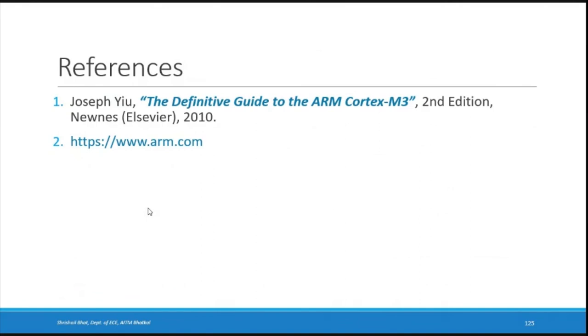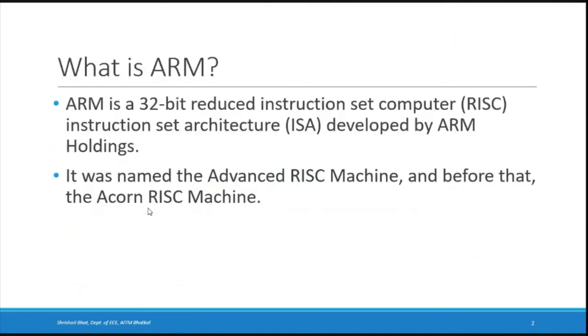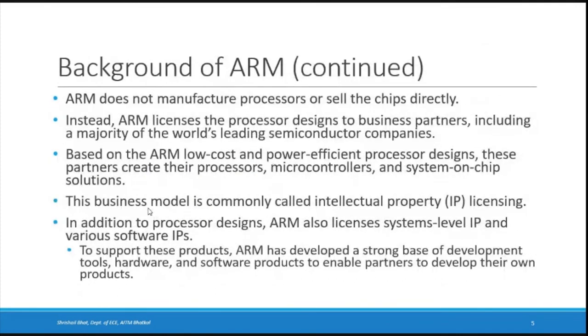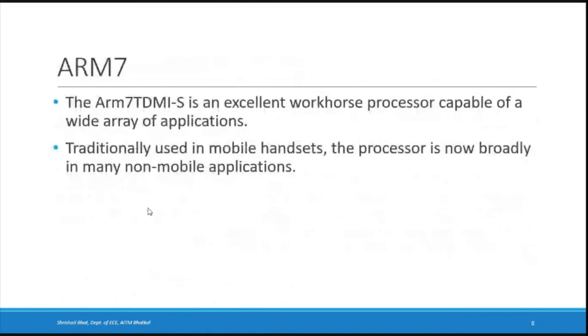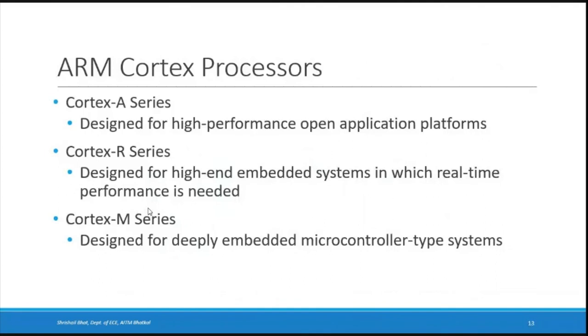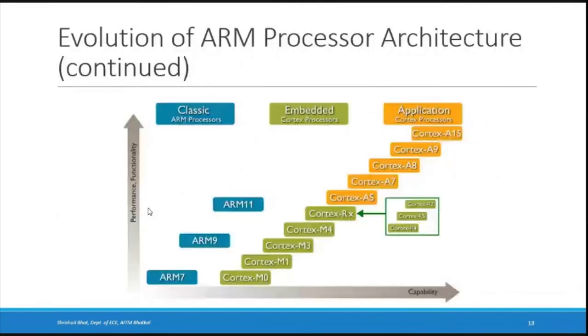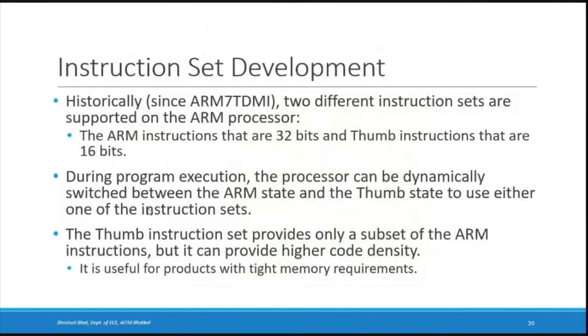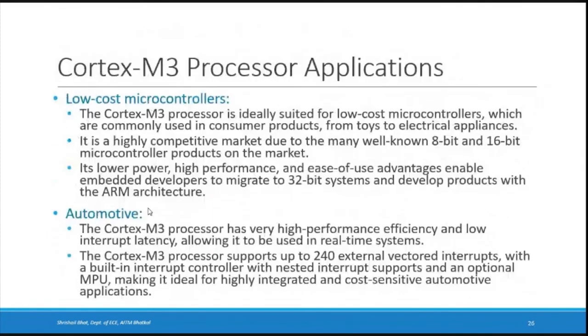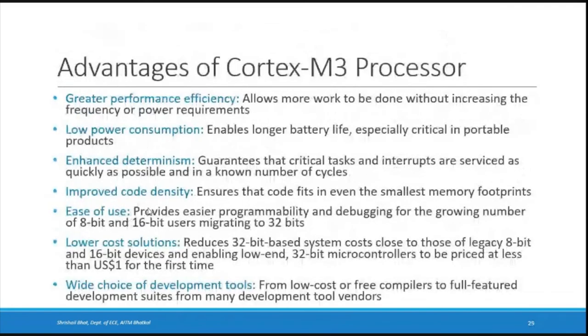So with this, we have completed the first module, that is module one, ARM Cortex M3 or ARM 32-bit microcontroller. So we will just revise what we have seen. We have seen the basics of what is ARM, what is ARM Cortex M3 microprocessor, its background, the different versions of architecture, then how it has evolved, the Cortex series, Cortex A, Cortex R, Cortex M, and evolution of ARM processor architectures, then instruction set development, the Thumb 2 instruction set or Thumb 2 technology, what it means, and the applications and advantages of Cortex M3.